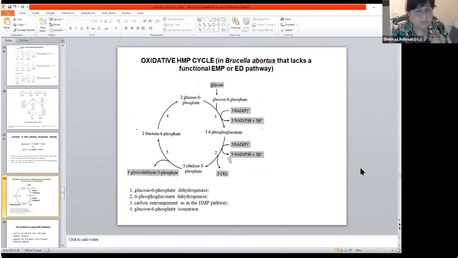This operates in Brucella abortus. Brucella abortus is a bacterium that lacks a functional EMP or ED pathway, so it has to run only on an HMP cycle. So it uses an oxidative HMP cycle. And how different it is, is what we're going to look at real quickly.